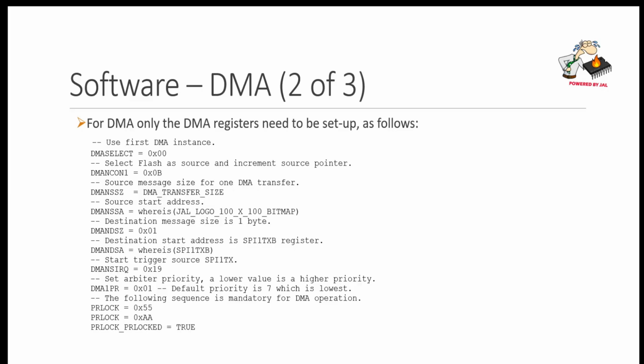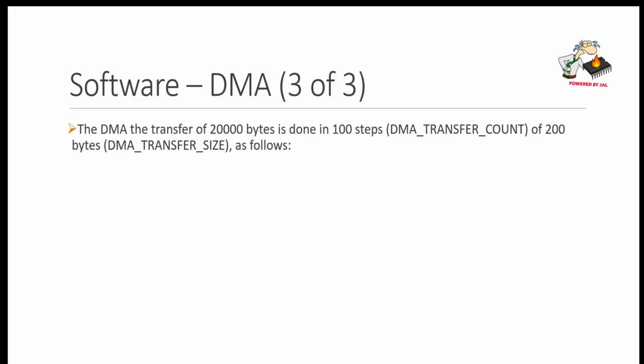So now we have defined what the source is, the destination, and the size of the message. We need to transfer this data via DMA. So we need to transfer 20,000 bytes, and we do it in 100 steps, which I call the DMA transfer count, of 200 bytes, which I call the DMA transfer size. So in each DMA transfer we will transfer 200 bytes of data, and we do that 100 times. So this is done as follows.